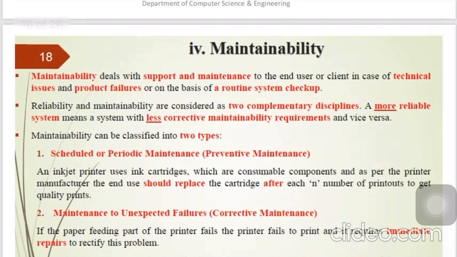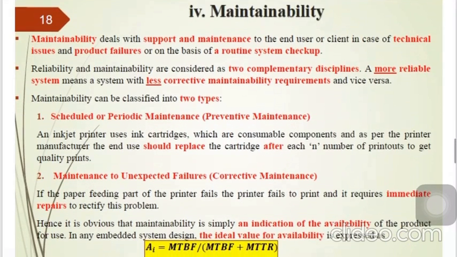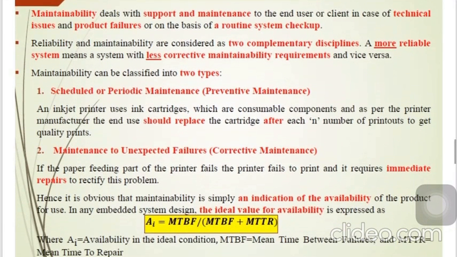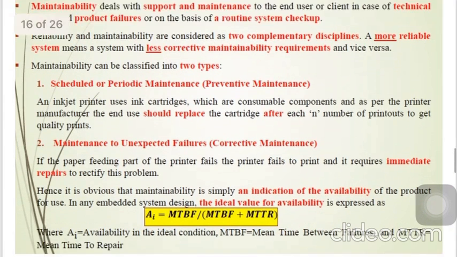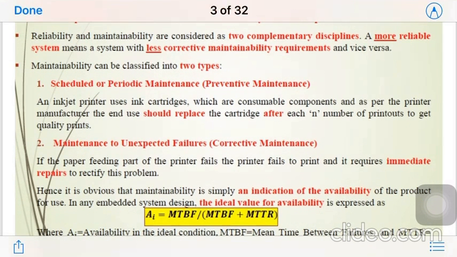So the same way, we can say that an embedded system also requires some maintenance. If the reliability is good, the problems in that particular system are fewer, so we don't need much maintenance. Maintainability is not as much required if the system is more reliable. Okay. Now this maintainability can be classified into two types: scheduled or periodic maintenance, which can be called preventive maintenance.